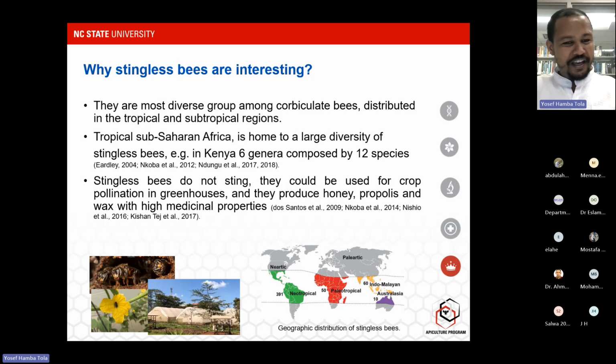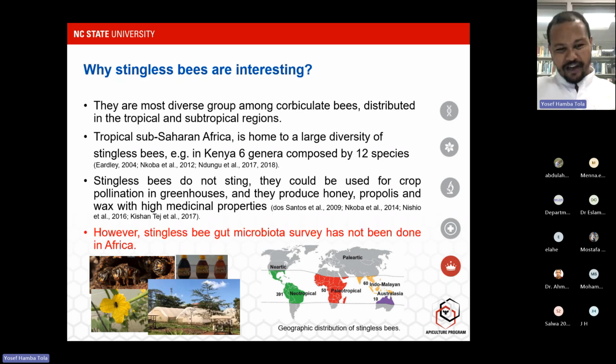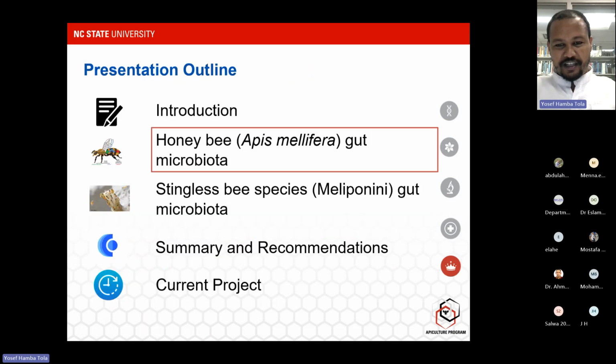In addition to this, these bees are highly diversified species, highly populated in the tropical regions. They have a different system in the way they build their nests, the way they clean, the way they live in social interaction. It's very unique and they're very important species. So I was thinking that since they have unique features, they may also have different features even with their microbes. That's why I started studying our stingless bees in Kenya.